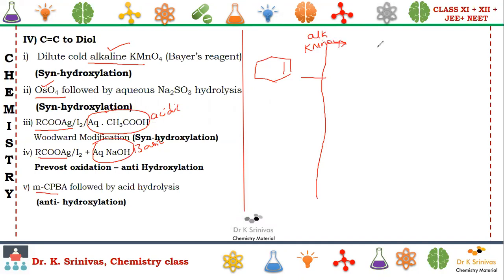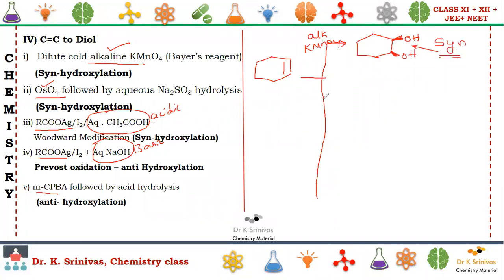KMnO4. Here what is happening? Here we are going to see the formation of diols. So how are they formed? I am writing OH above the plane here. Here also above the plane OH. Same side. If you observe carefully, these OH are on the same side. That's why it is said to be syn.